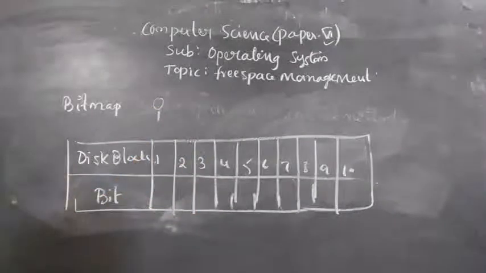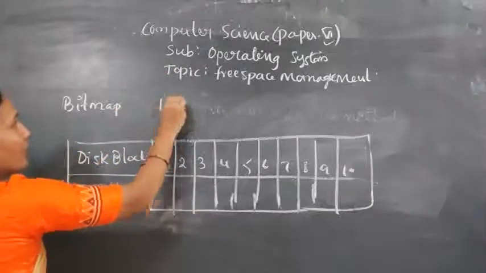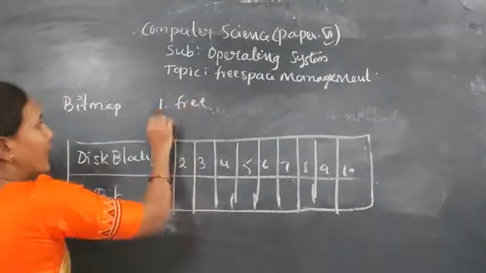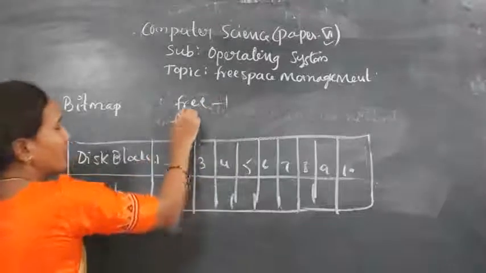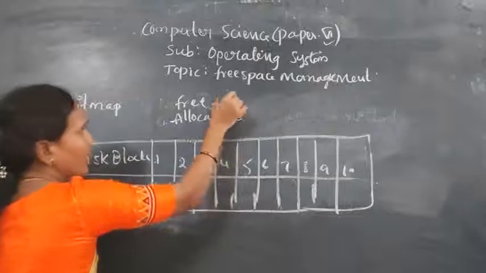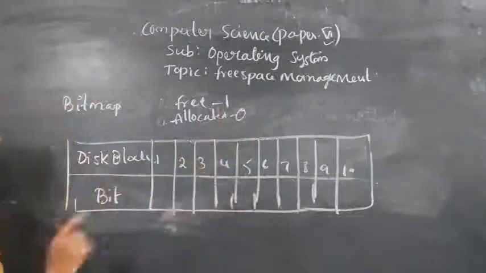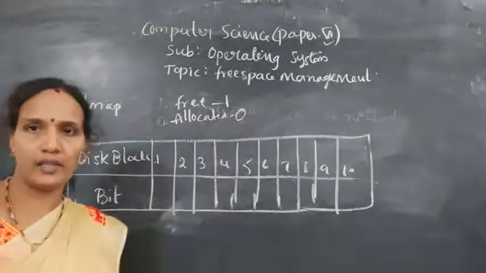So if the block is free, its bit is set to 1. If the block is allocated, it is 0. Allocated means 0, free means 1. Only one bit is used to check whether the block is free or allocated.